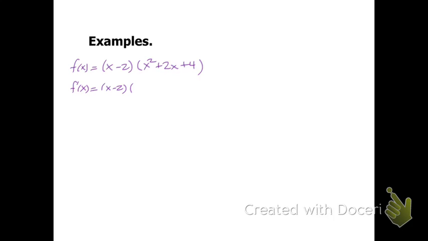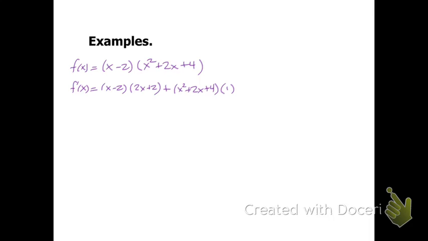Now multiply by the derivative of your second function. The derivative of my second function is 2x plus 2. And then please add your second function. So I just copy my second function, and then multiply that by the derivative of your first function, which in this case is 1.